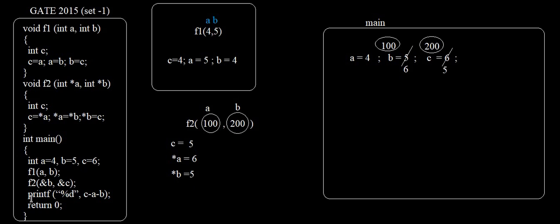Now in the next statement, printf %d comma c minus a minus b. Now using all the variable values, place them in c minus a minus b. So you can say that c equals 5, a equals 4 and b equals 6. Place them here and you get minus 5. Minus 5 is the answer of this problem.